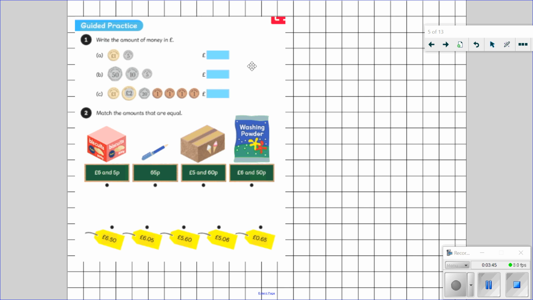So here is the guided practice. And in question 1, we are writing the amount of money in pounds and pence. And you can see in question 2, we are matching the amounts that are equal. But this time, we have the price tags down here. And you have to match up the items to the correct price tag. So here, the biscuits are £6 and 5p. And you have to decide which is the right price tag. Which does it match up to?